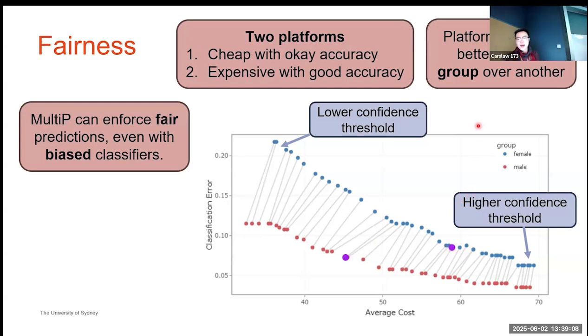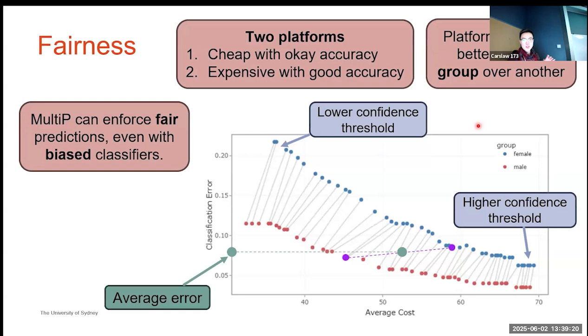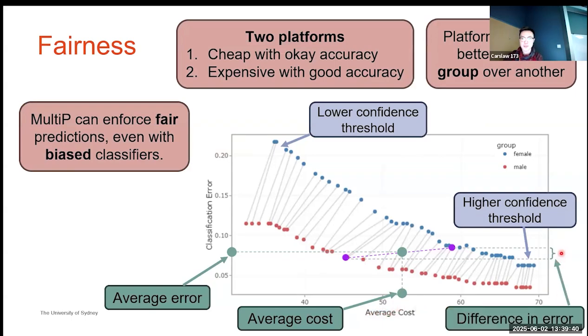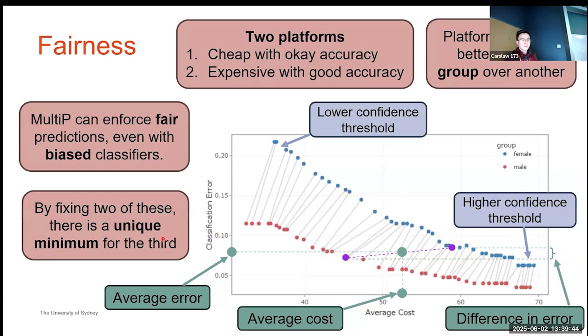And to explain how we do this, you can imagine that we're trying to optimize a few possible things. If the purple dots are your optimal thresholds, and green is the centroid of those, we might be interested in controlling the average error of the whole population, the average cost of the pathways on the whole population, or the difference in error between the two groups. Because there are three things we're trying to minimize, you can fix two of them, and because you've got two thresholds to play with, one for each group, you can find a unique minimum for the third one. And that's how you can enforce that minimum.